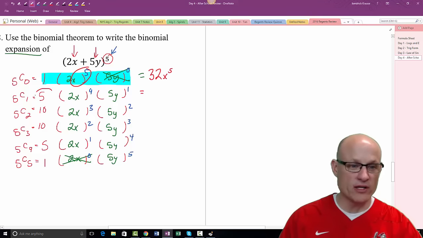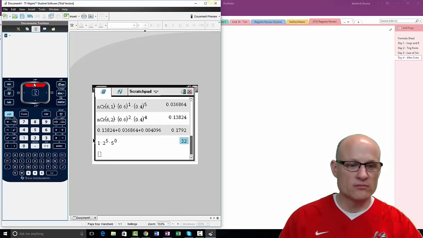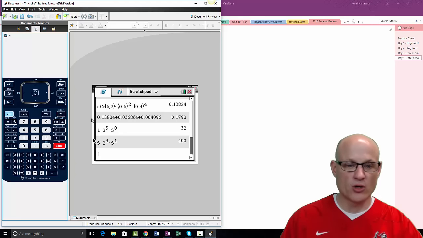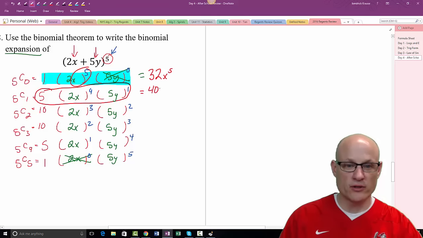So now we're going to type in all of these numbers. I'm just going to highlight this. I should have used parentheses. Oh, I did use parentheses. So this is 5. This is 4. And this is 1. 400. X to the 4th, y to the 1st. X to the 4th, y. Same thing.